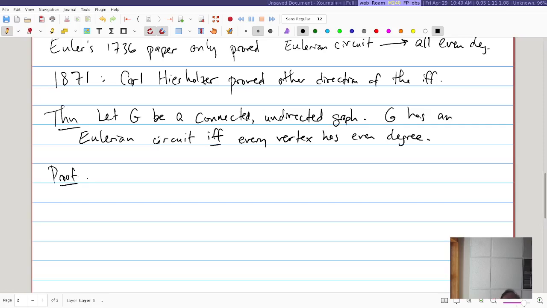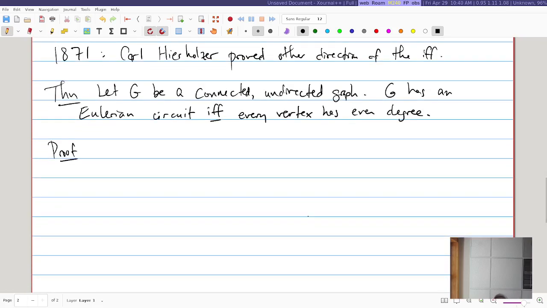Let's talk about the proof. And this proof is interesting because in one direction we're actually going to give an algorithm, basically. In this direction, if G has an Eulerian circuit, then every vertex has even degree. We basically already kind of proved this to ourselves, right? Because if any vertex had an odd degree, you would get stuck there and you wouldn't be able to make it. So we'll just say already proved by us / Euler.